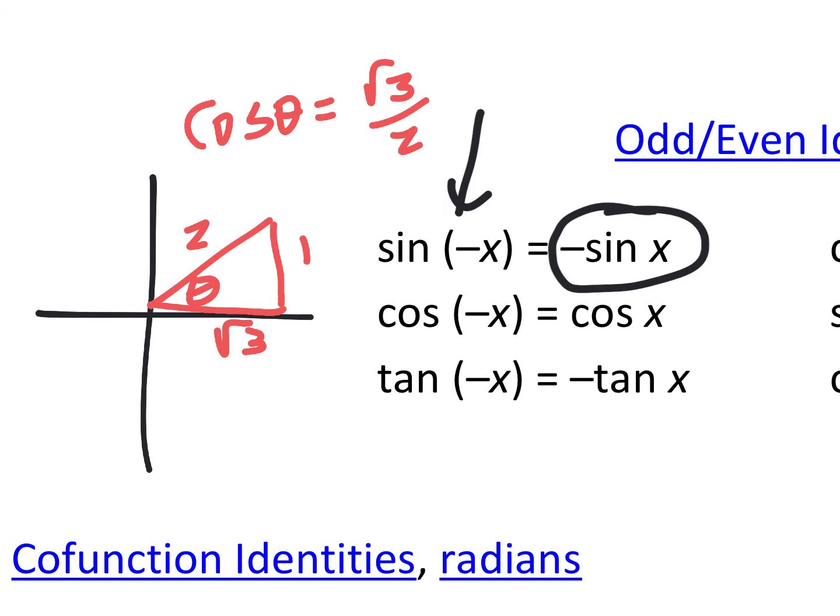Square root of 3 over 2. Did you get that one right? Okay, good. What's tangent of that angle? TOA, opposite over adjacent, is 1 over root 3. You getting these? These are ones we've done before. Nothing new here. Okay, but what if I do the negative of that angle?